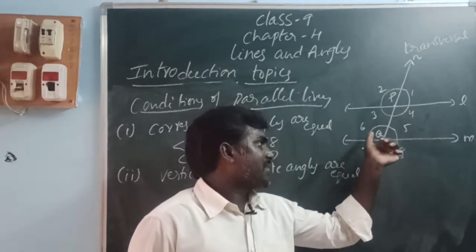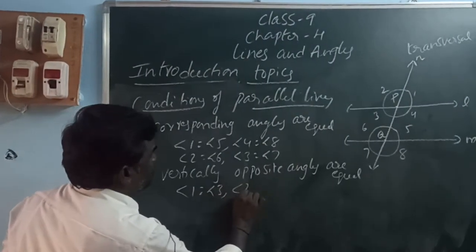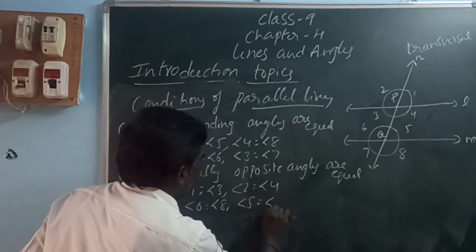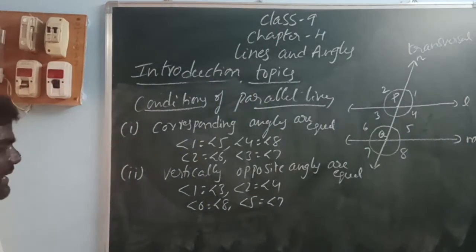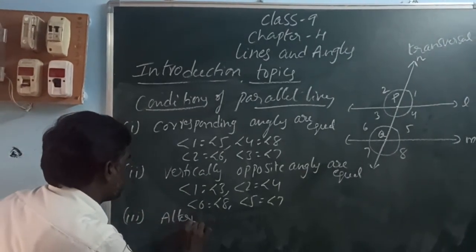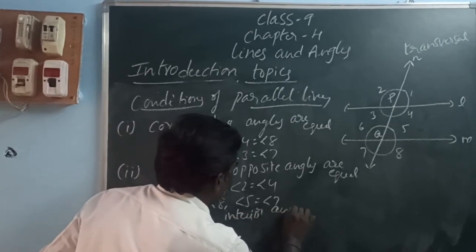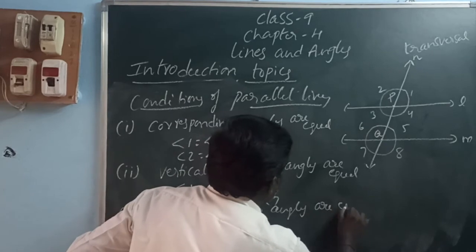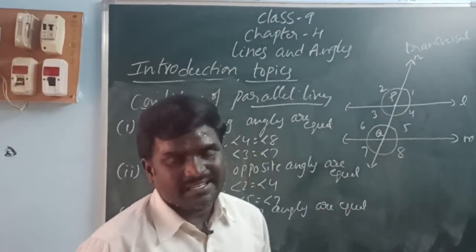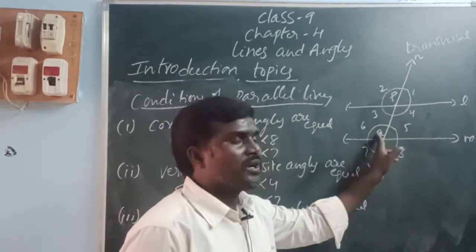Next, angle 5 is equal to angle 7, angle 6 is equal to angle 8. So here angle 1 is equal to angle 3, angle 2 is equal to angle 4, angle 6 is equal to angle 8, angle 5 is equal to angle 7. So vertically opposite angles are equal. Next, alternate interior angles are equal. Alternate interior angles means the angles are on either side of a transversal line and they are opposite. So here angle 3 is equal to angle 5, angle 4 is equal to angle 6.